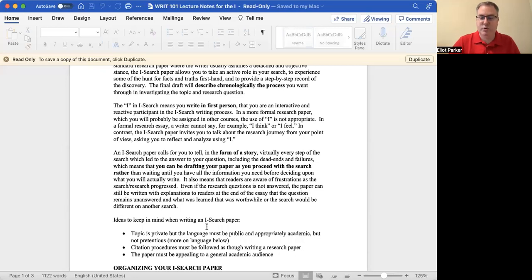It also means that readers are aware of the frustrations as the search and the research process for you unfolded. Even if the research questions are not answered, the paper can still be written with explanations to readers at the end of the essay that the question remains unanswered, and what was learned and what was worthwhile, or how you would do the search differently if given a second time.